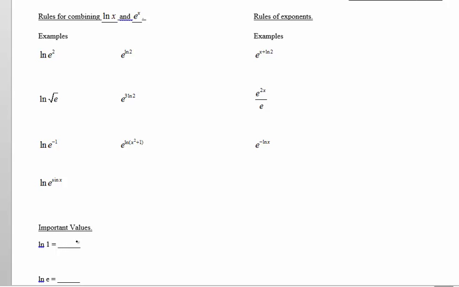The natural log of 1 is equal to 0, and the natural log of e is equal to 1. And if you think about it, it has an understood exponent of 1, and so that's going to become the answer right there for a specific reason.